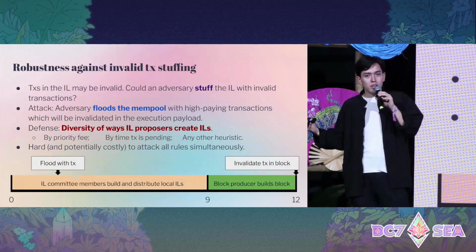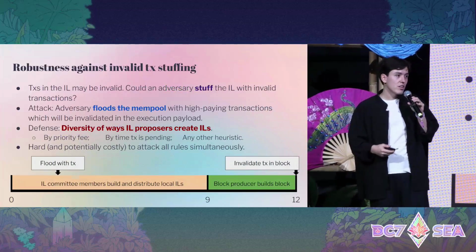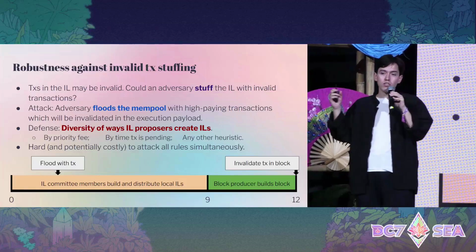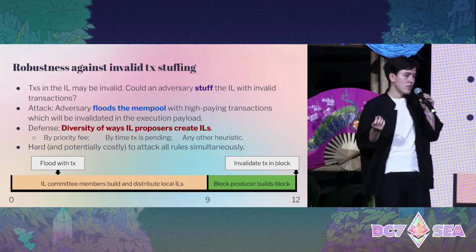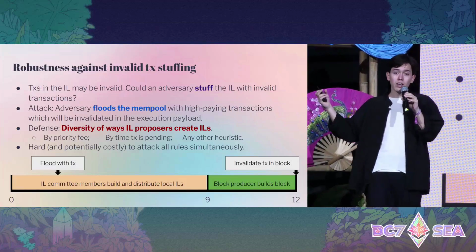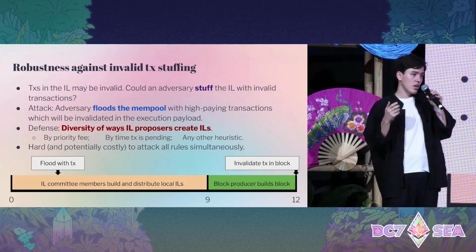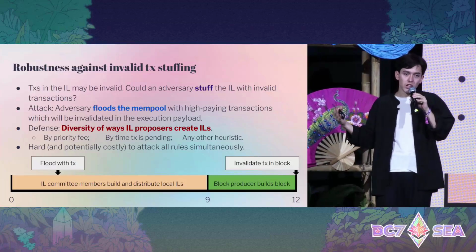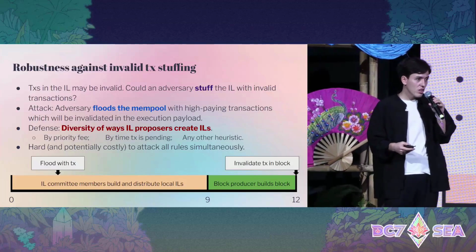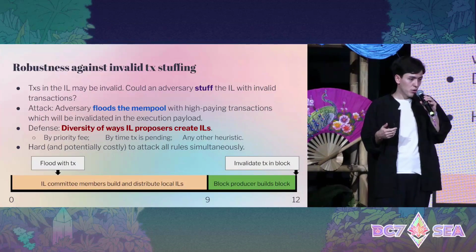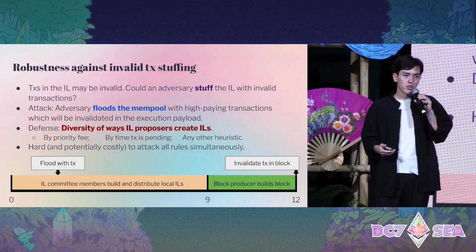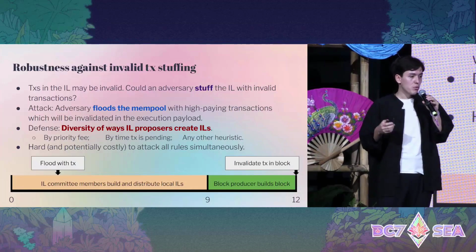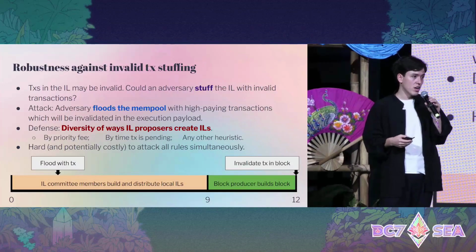Then if there can be invalid transactions in the inclusion list, this may lead to some games that you might think of. So it could be that someone knows that it will make the block at second 12, and it tries to flood the mempool with transactions that it will invalidate in its block later on, meaning that it floods the inclusion list with transactions that will be invalidated, therefore not really constraining its block too much. So first of all, this is a difficult attack to pull off in practice because usually the MEV-Boost builders only know that they're the builder close to the 12-second line or maybe even past that. But we have a defense-in-depth strategy here to prevent this.